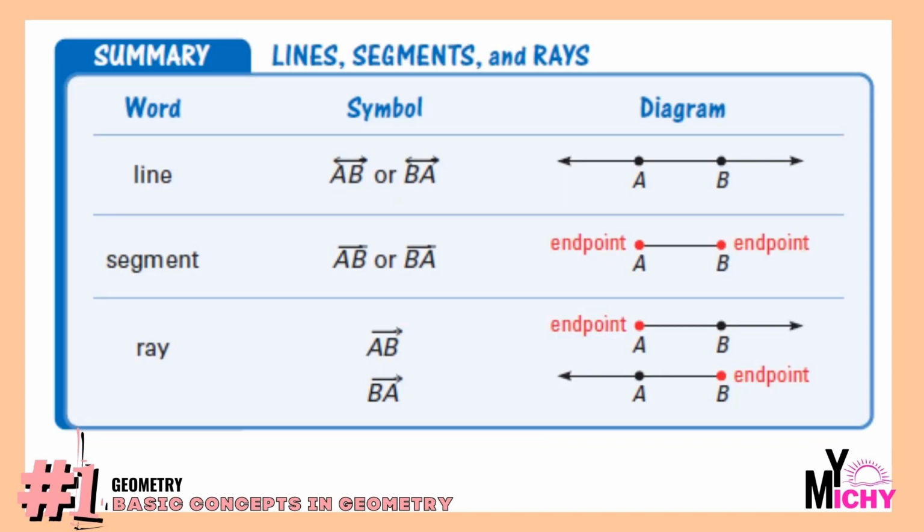To summarize the difference between lines, segments, and rays, let's have this diagram. So we have here line. The symbol for line is this one.